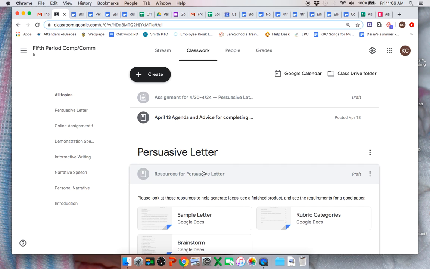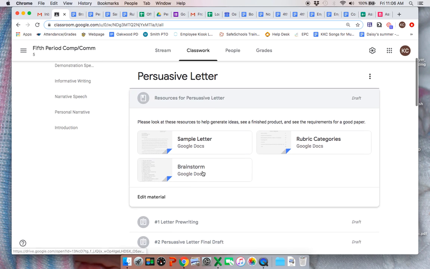So here are some resources that may help you throughout this. One is a sample letter, so you can see what kind of the finished product may look like. Here is a brainstorm sheet of topics from which you could choose, or you can generate your own topic. Remember, the letter is for Mr. Badenhop or Dr. Ramey. So you wouldn't be talking about something that they couldn't control themselves or at least influence. So it needs to be school-related or something related to Oakwood. And then finally, here is the rubric categories. These are the things that I'm going to be looking at in the final draft.